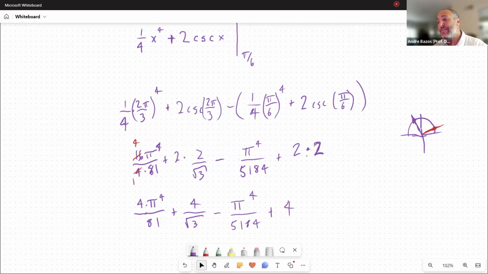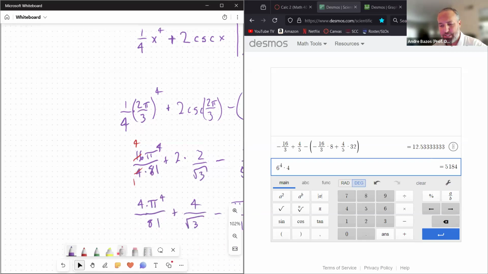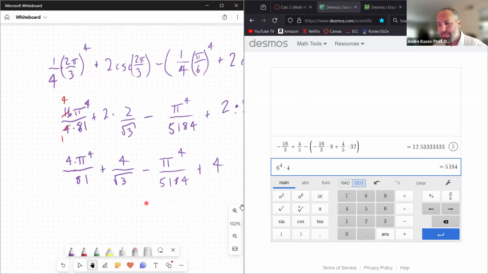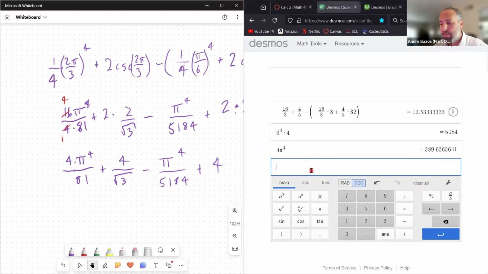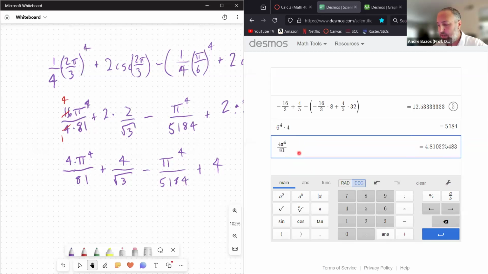All of that, whatever that is, I want to just see what Desmos gives me. Does it give me something a little bit more simplified? Let's go ahead and plug it into Desmos Scientific just to see. Pi gets you pi, or you can use the function stuff down below. 4 to the power of 4, all divided by 81.